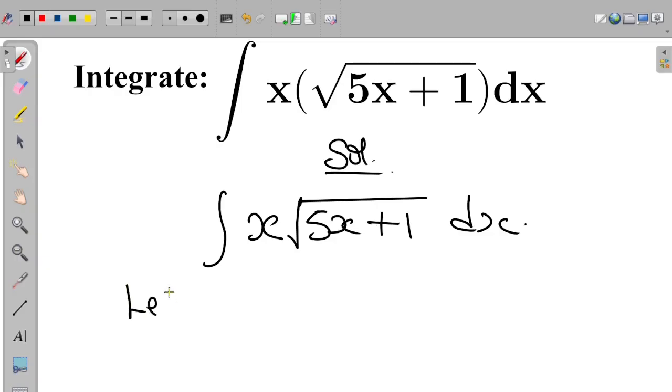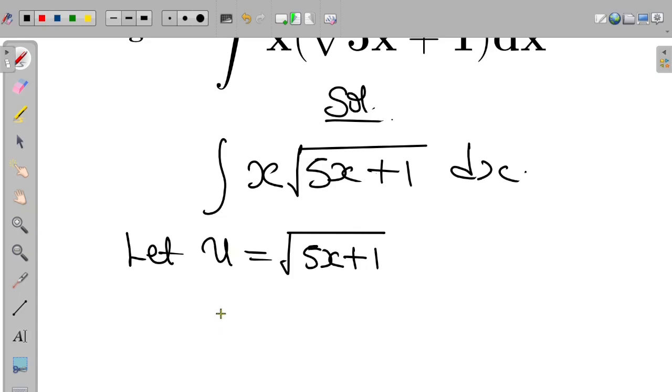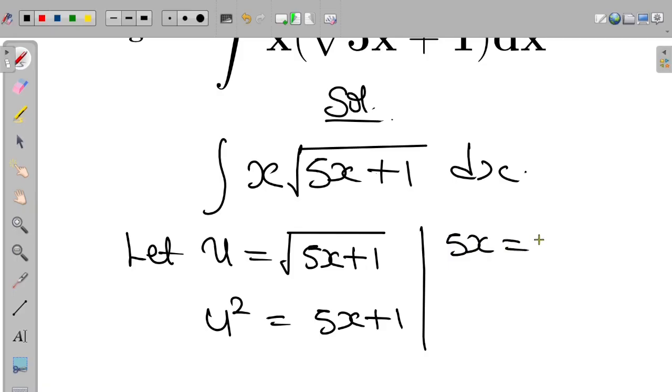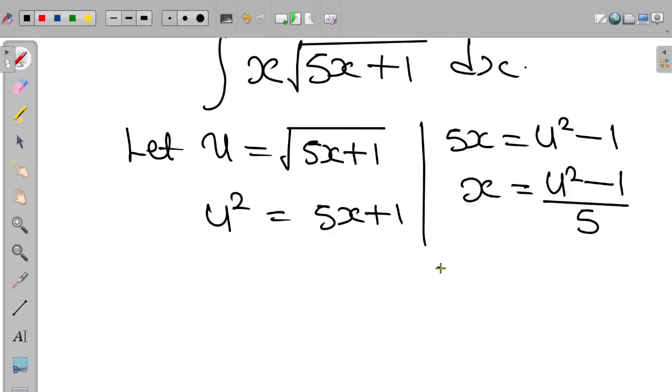Let u be equal to root of 5x plus 1. So if we take the square of both sides, we have that u squared is equal to 5x plus 1. And we will have that 5x will be equal to u squared minus 1, and x is equal to u squared minus 1 divided by 5. So we have it that x is equal to 1 divided by 5, open bracket, u squared minus 1.